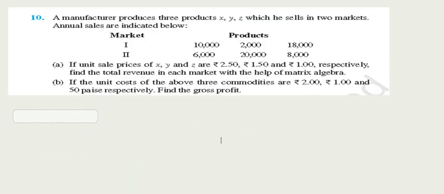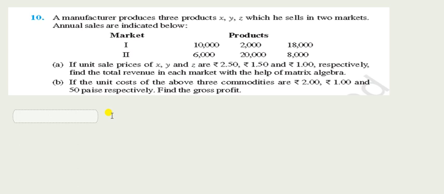Next question. This is the question. The question asks that a manufacturer produces 3 products X, Y and Z, which he sells into 2 markets. Annual sales are indicated below. This is the market 1 and market 2. If unit sale price of X, Y, Z are this respectively, find the total revenue in each market with the help of matrix algebra. Then they have changed the unit cost also, that is 2, 1 and 50 paise respectively.